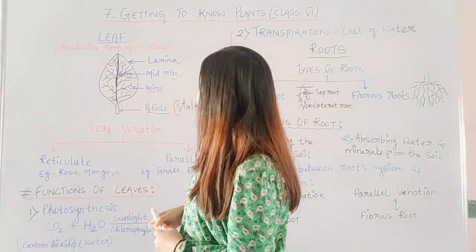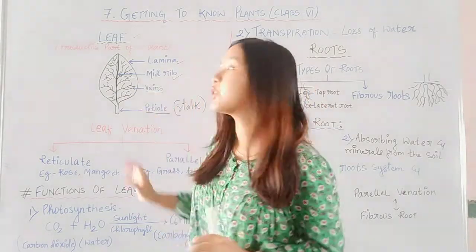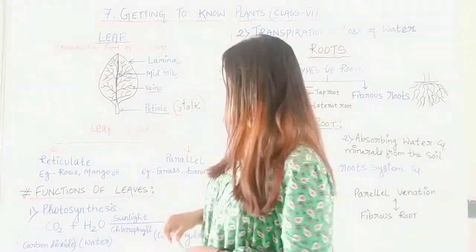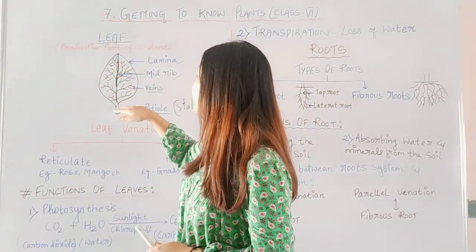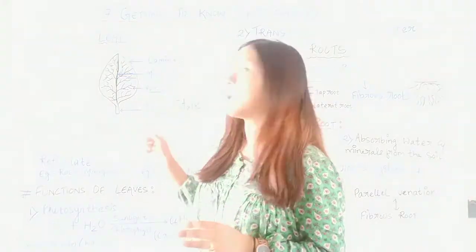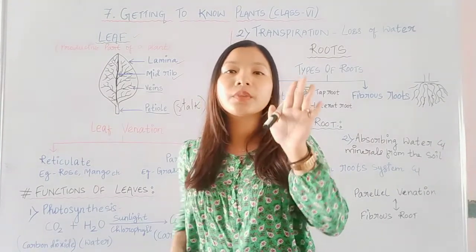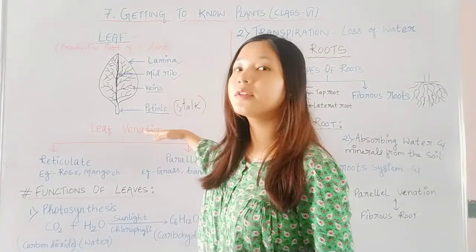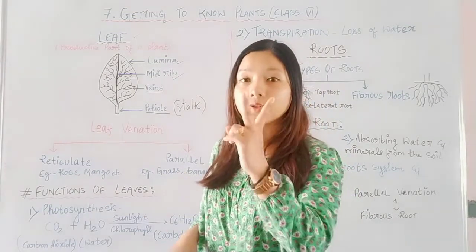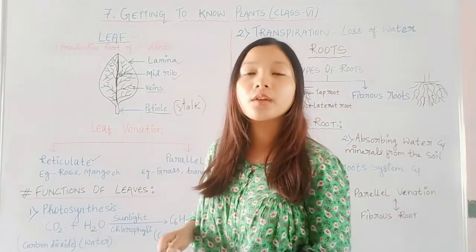So children, if you take different types of leaves, you will find that the design or arrangement of these veins is different in different kinds of leaves. The arrangement of veins on the leaf is known as leaf venation. Based on leaf venation, the leaves can have two types. The first one is reticulate venation.